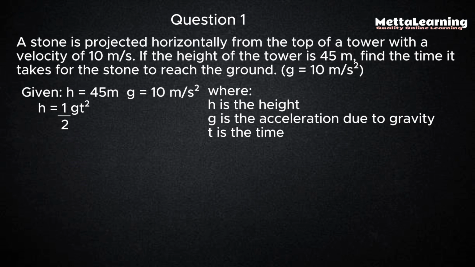Substituting our values into this formula, we have 45 equals 1 over 2 times 10 times t squared. 10 divided by 2 is 5, so we have 45 equals 5t squared. The next thing is to divide through by 5, so t squared equals 9. To get t, we square root both sides, so t equals square root of 9. Our time is therefore 3 seconds as our final answer.